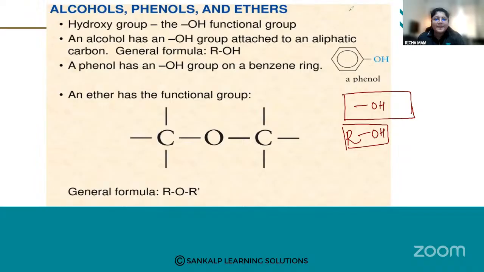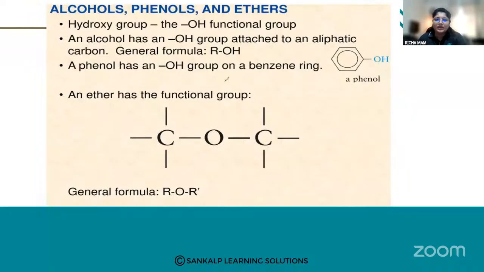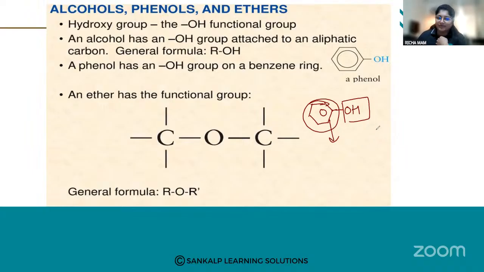Then, how are phenols represented, students? In phenols, the hydroxy group, the OH group, is attached to a benzene ring. That is an aromatic ring. Benzene ring is what? It is an aromatic ring. When the hydroxy group is attached to a benzene ring, we give this class of compounds the name phenols.